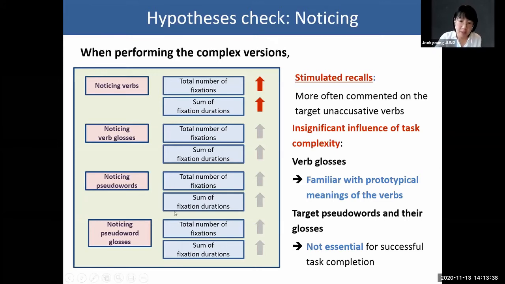And pretty much at the same time, for the target pseudo-words and their glosses, what I have to mention is that they were not that crucial in determining the right order of sentence segments. So they may have, again, felt less need to refer to the glosses and the pseudo-words in the process of reading. So they were not essential for successful task completion.